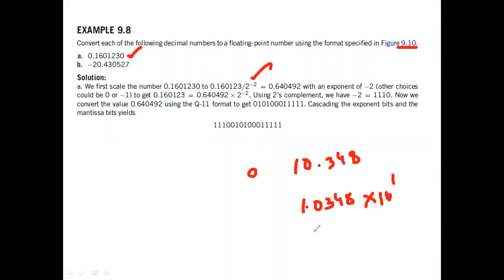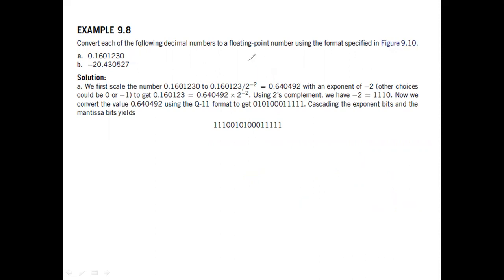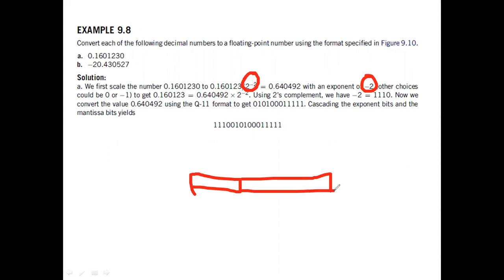Or say I want to represent this particular number as 0.10348. If I want to do this, then I will have to multiply by 10 to the power minus 2, right? Similarly, in this particular case, the number that has been given has been divided by 2 to the power minus 2 to get an exponent of minus 2. So the exponent will occupy the first 4 bits, and then the mantissa, then we'll have the remaining bits.